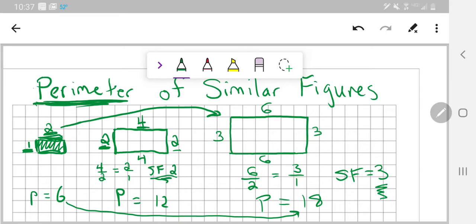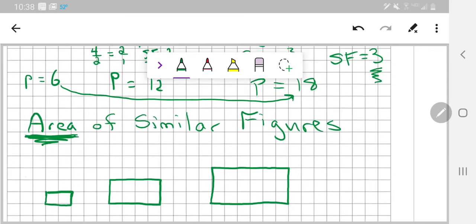If you compare the new perimeter to the old perimeter, it would have the same comparison in a ratio as the new side lengths to their corresponding old side lengths. Okay? So that's pretty straightforward. The tricky part comes when we talk about area.